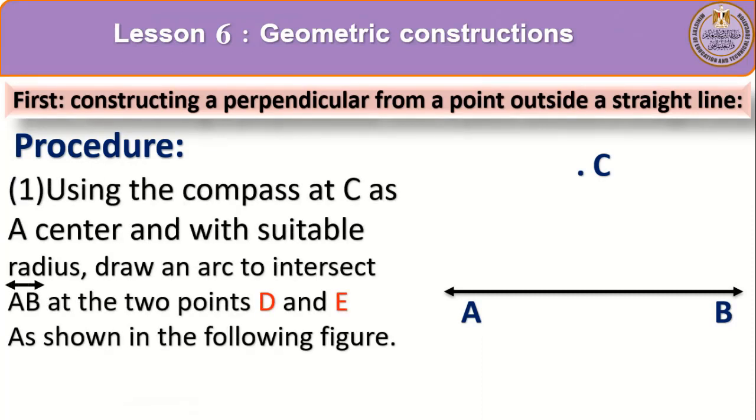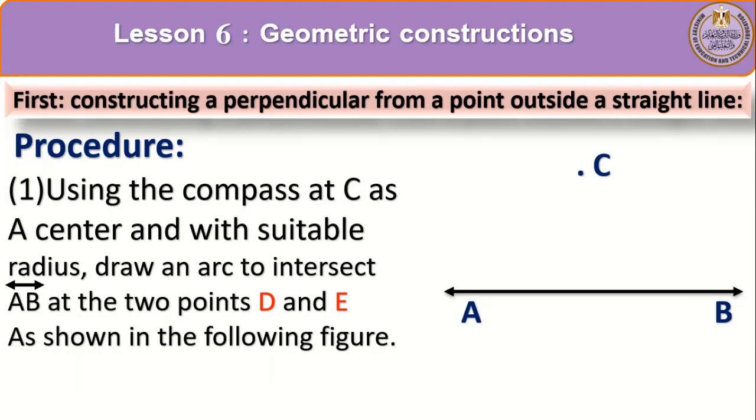Our steps start by using the compass at C as a center, and with a suitable radius, we will draw an arc to intersect AB at the two points D and E, as shown in the following figure. Here we have AB a straight line, and C is the point outside this straight line and doesn't belong to it.